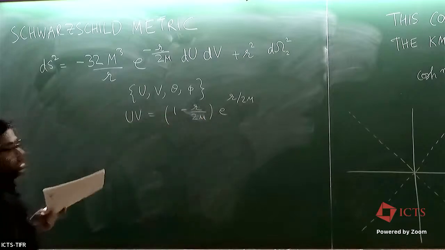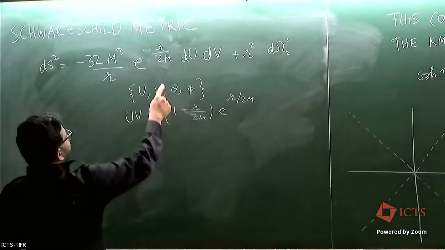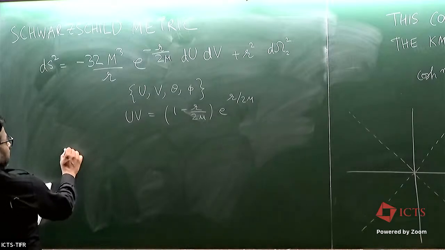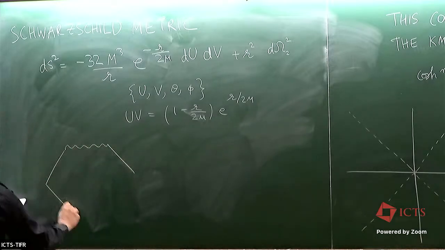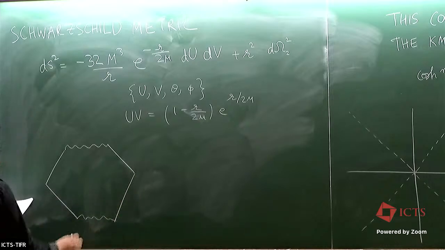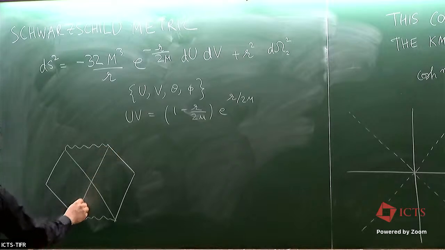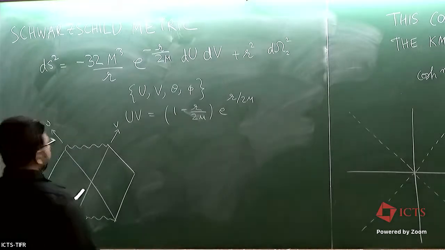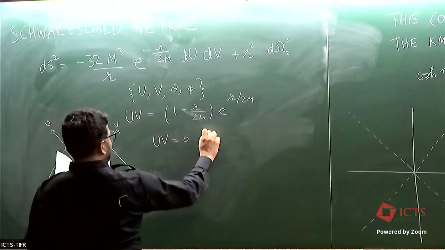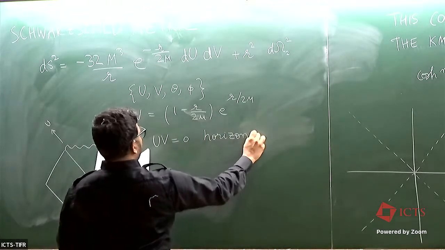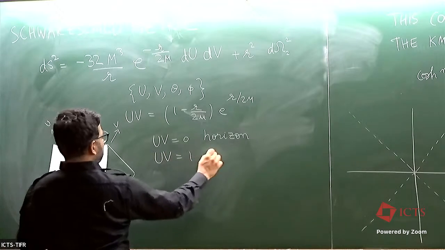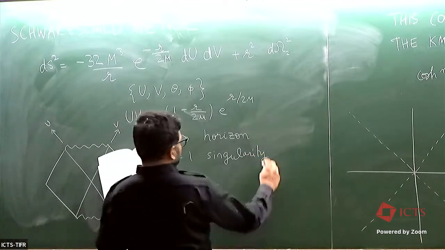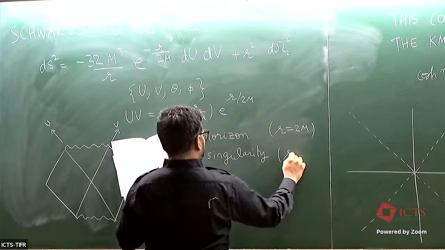So this is an implicit relation that you should think of inverting, r as a function of uv, and then putting it here. Okay, so why did I start by writing it like this? Because these are the so-called Kruskal coordinates, which cover the full Penrose diagram of the Schwarzschild black hole. And it looks like this. So v goes this way, u goes this way. uv equal to 0 is the horizon, and uv equals 1 is the singularity. So it's like r equals 2m, r equals 0.